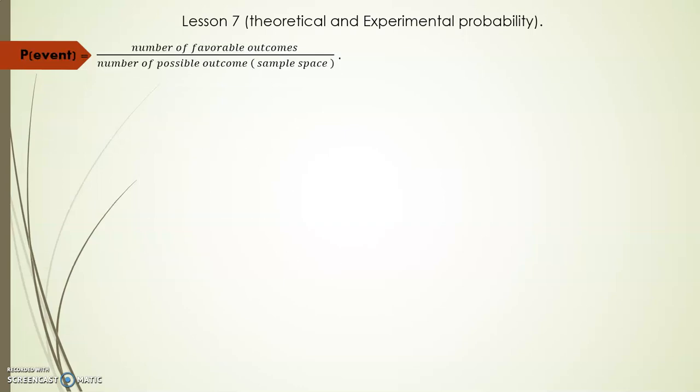We will start by, inshallah, lesson 7. Lesson 7, theoretical and experimental probability. Just one rule: probability of event equals number of favorable outcomes divided by number of possible outcomes. Or in another word, we can say it's sample space.